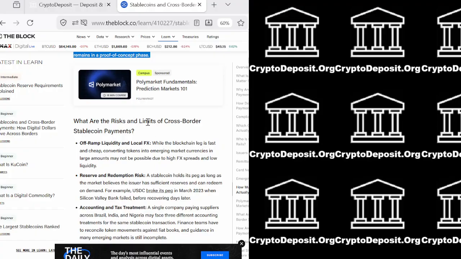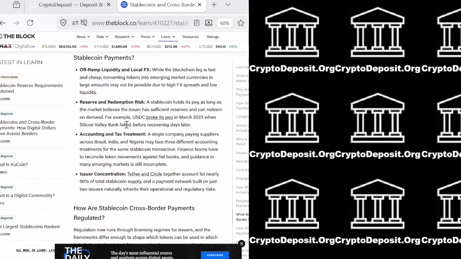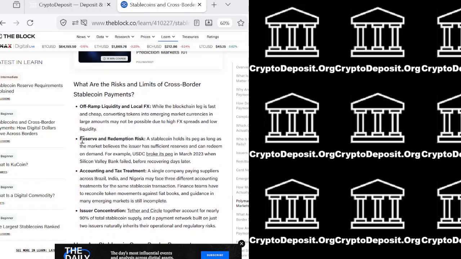What are the risks and limits of cross-border stablecoin payments? So here we go. Off-ramp liquidity and local FX, which we've touched upon. It says here, while the blockchain leg is fast and cheap, converting tokens into emerging market currencies in large amounts may not be possible due to the high foreign exchange spreads and low liquidity. So that's really the last mile is still kind of a point of friction.